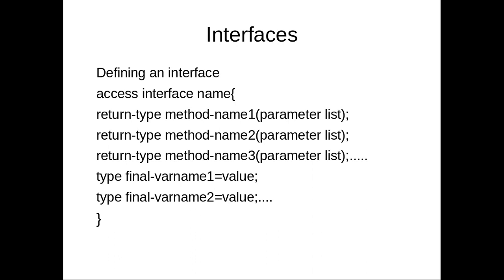Initially, the access specifier should be either default or public. That means private and protected are not allowed. Access, then interface is the keyword, then the name. Then the return type, that means these are method signatures, and type final variable name equal to value means once you have defined a variable name and assigned a value, then you cannot change it. That means it is not a variable, actually it is treated as a constant.